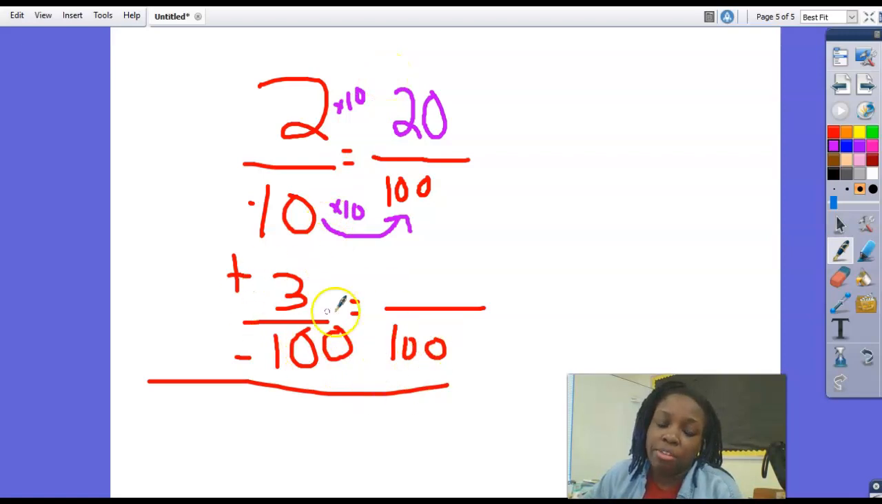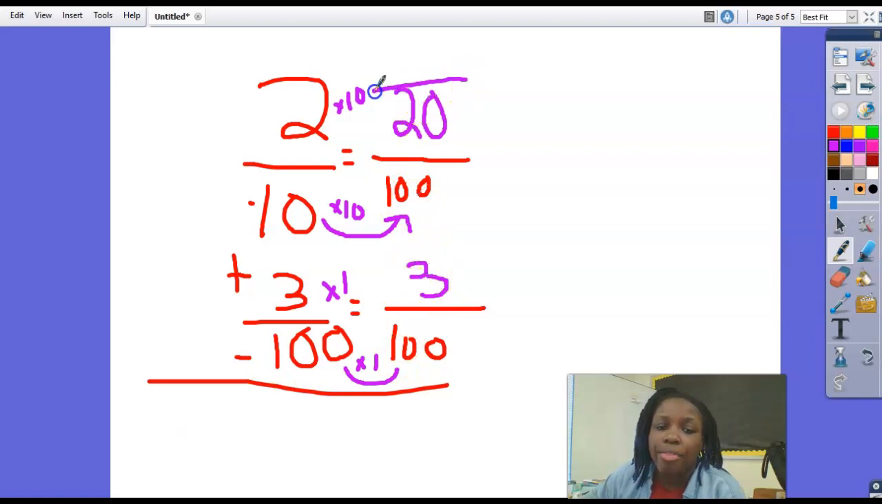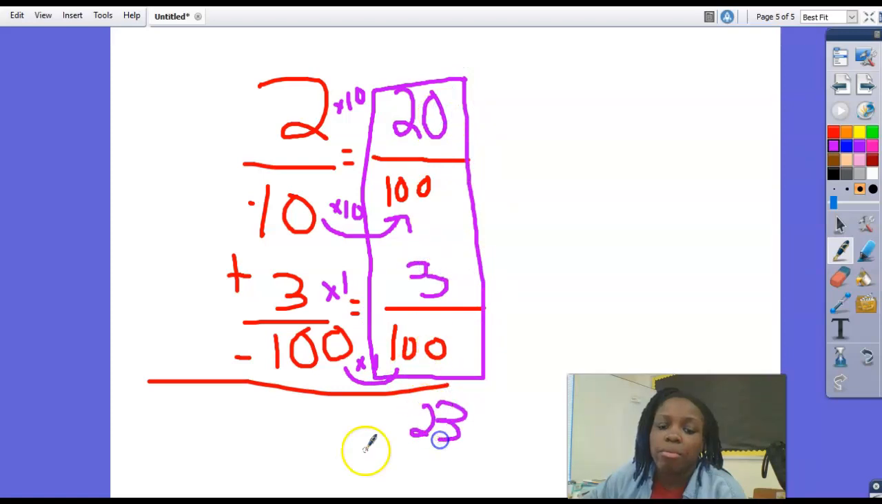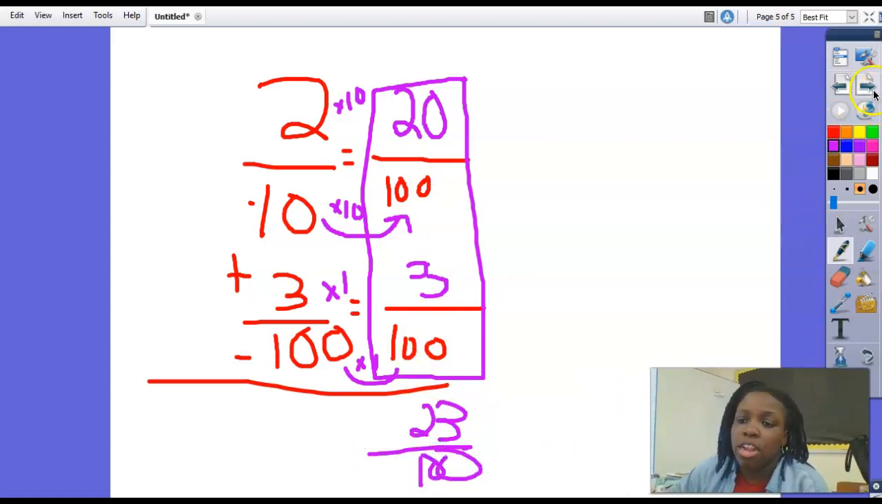And so the same goes right here. How do I get from 100 to 100? Times 1. 100 times 1 is 100. What I do at the bottom, I do at the top. So 3 times 1 equals 3. Now I can add this up because my denominators are the same. So 20 plus 3 is 23. And then my denominator always stays the same, right? 100. So 23 hundredths.